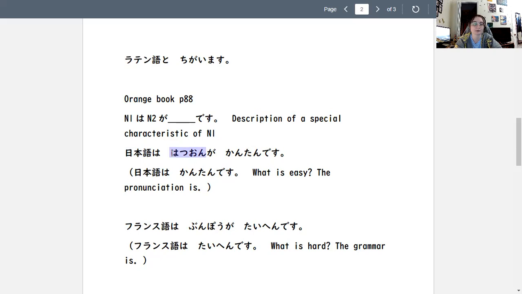If you want to talk about the vocab or another aspect of Japanese, you could do the exact same thing. Just put the second noun here and then the adjective describing said second noun, which is an aspect of the first noun here.